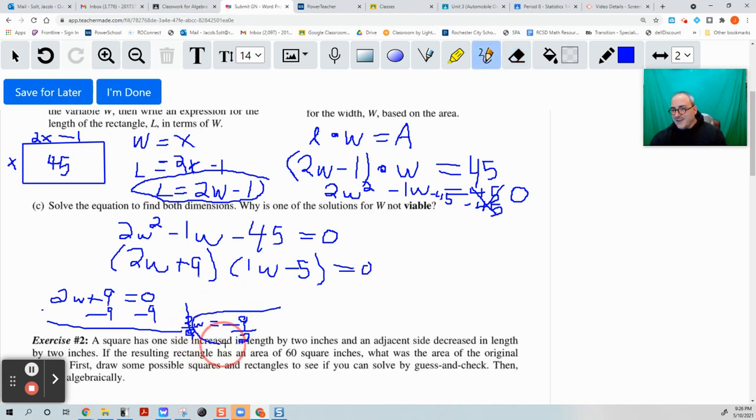I'm going to have to erase this to even see what I'm doing behind here. Okay, anyway. And then I have 1w minus 5. This is going to be a little easier. Equals 0. I want to add 5 over here, because remember, I want to get w by itself to figure out what it's equal to. That gives me w, or 1w, equals 5. So w is either equal to 5 or w is equal to negative 9 divided by 2.